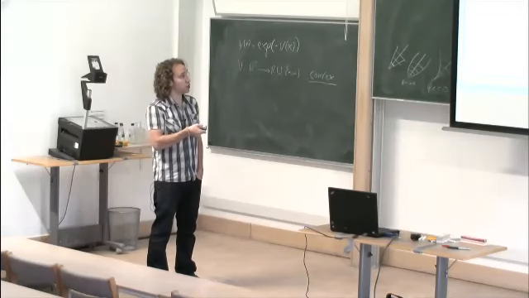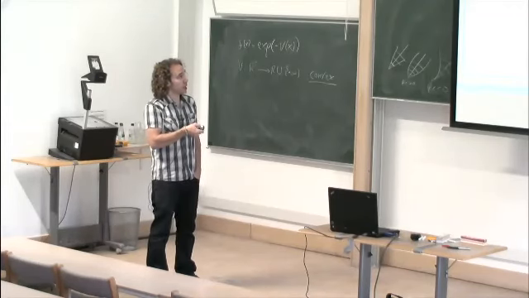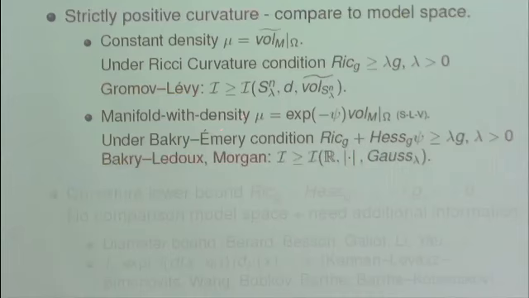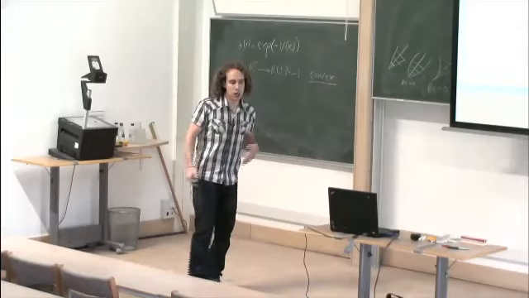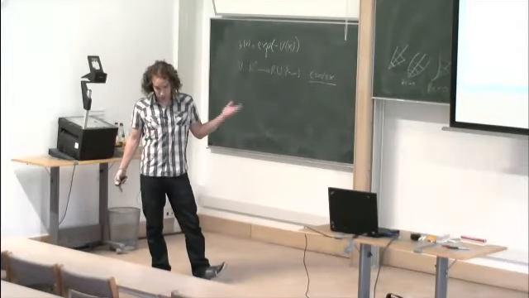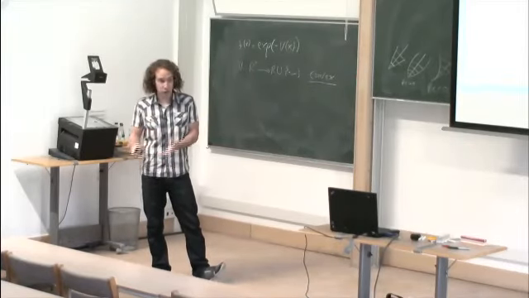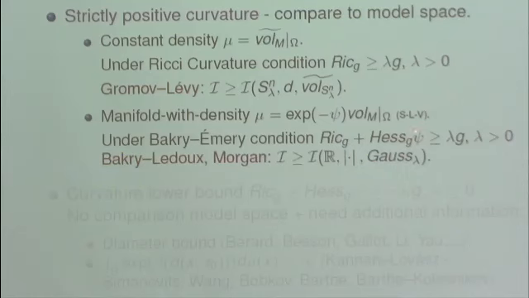Now, this Gromov-Levy theorem was generalized by Bakry and Ledoux in the 90s, and also there's a very nice geometric proof due to Frank Morgan. And now we can actually deal with a case where our manifold is equipped with some density, with some measure having a density of the form exponential of minus psi. Okay, for this case, we need some generalization of Ricci curvature, which is a pretty hot topic by itself nowadays.